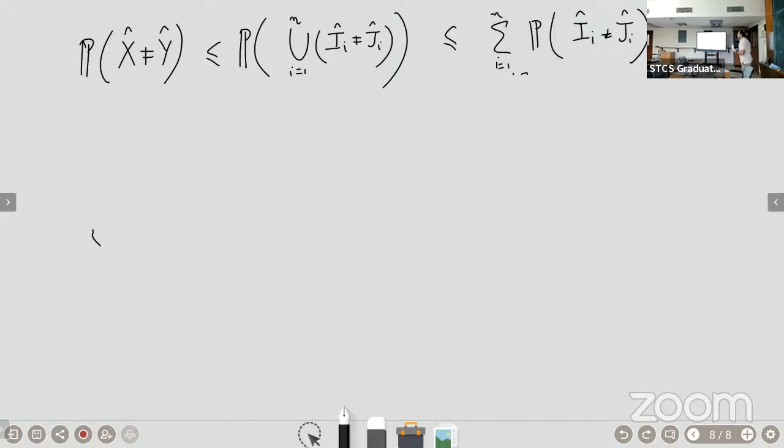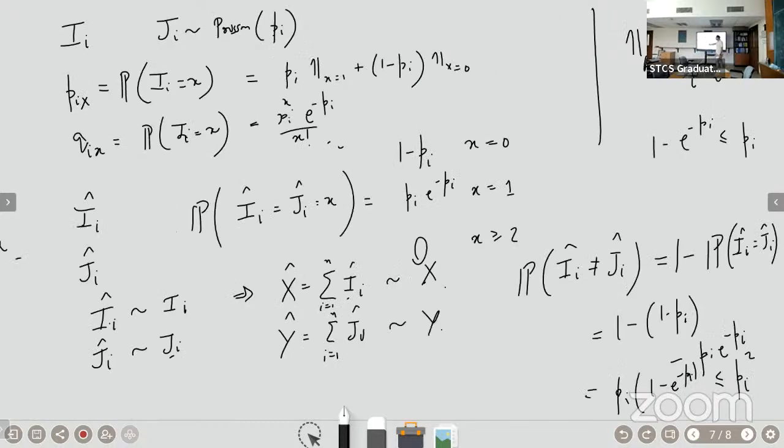No, I'm trying to understand the second. This one is also called Boole's inequality. If you want to do it yourself, you need that. X hat is the summation of I hat, right? The X hat that we have defined. X hat is the summation of I hat, Y hat is the summation, and they are independent. So we want X hat not equal to Y hat.